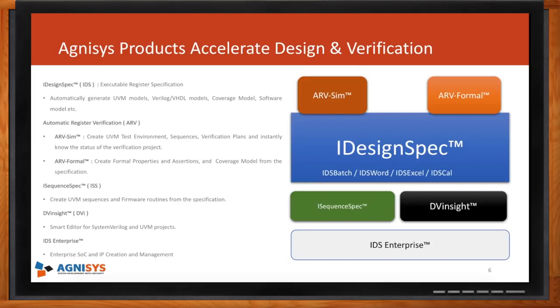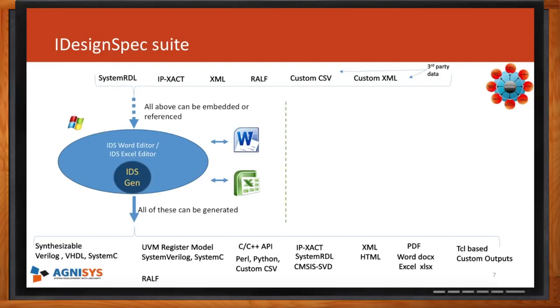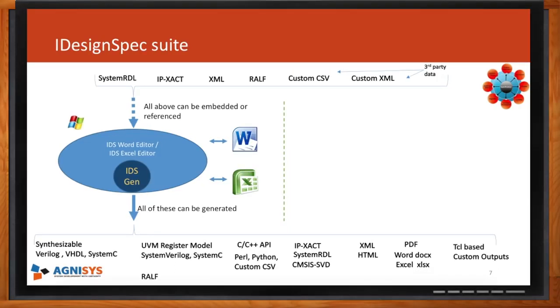Okay, so we've discussed the problem with register information. Let's dive into that big blue IDesignSpec box and talk about how Agnisys helps me solve these issues. So, what exactly is the IDesignSpec suite? IDesignSpec is the add-in into Word and Excel. Okay. And those add-ins allow you to create the specification, which is correct by construction. Okay. So the add-in will take care of overlaps and downstream problems. Using the add-in, you can create your register specification. The dark blue box is the generator. Okay. Which will create the various outputs shown at the bottom.